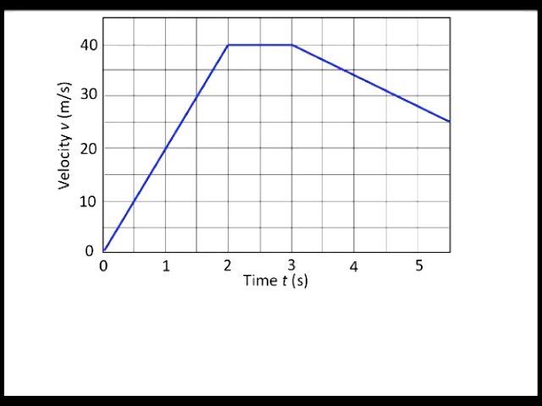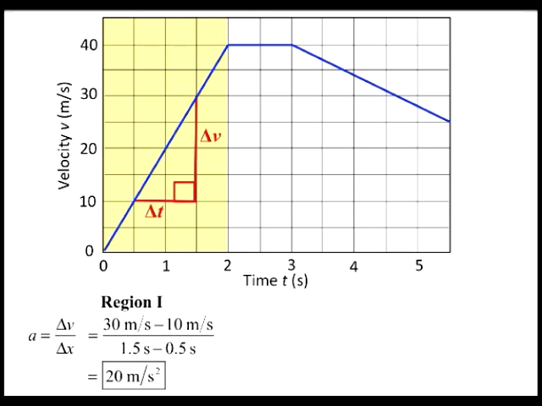The slope of this graph is delta v divided by delta t, which is equal to the acceleration. This particular graph is composed of 3 line segments. Reading the values from the graph, in the first region, the slope is 30 meters per second minus 10 meters per second divided by 1.5 seconds minus 0.5 seconds. This equals 20 meters per second squared. Again, note that the units of acceleration work out naturally.